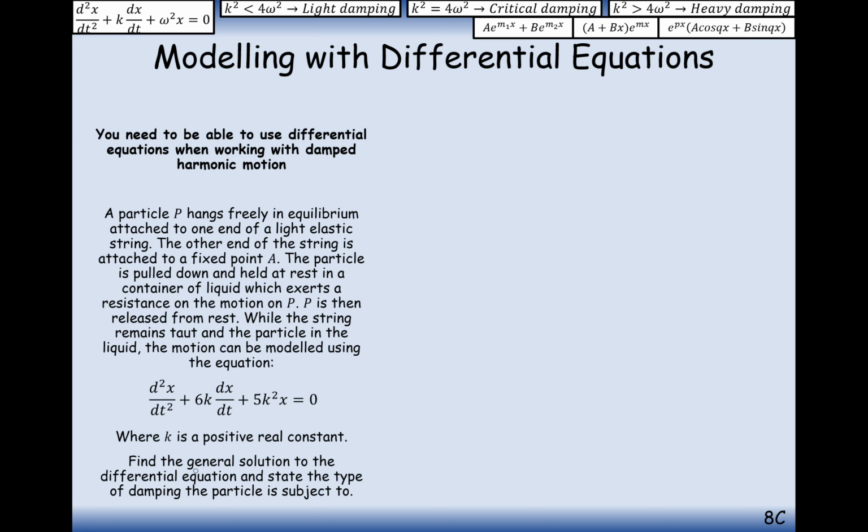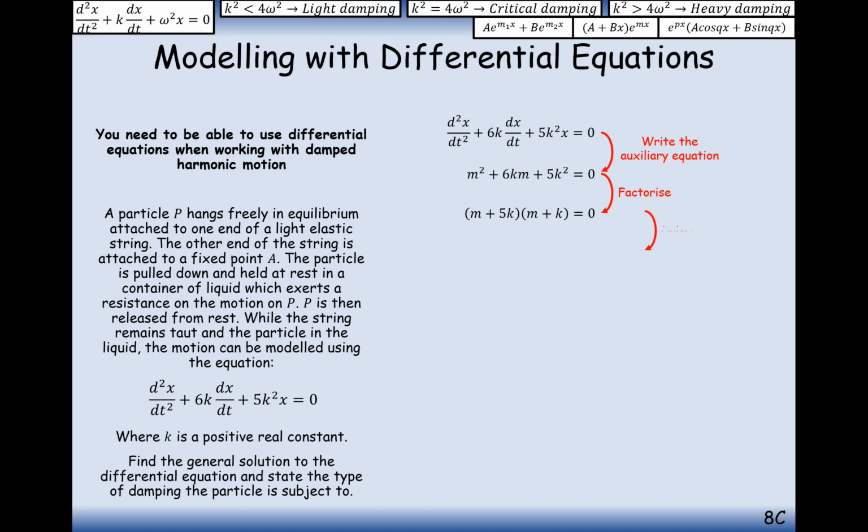So the question is, find the general solution to the differential equation and state the type of damping the particle is subject to. So this is our second order differential equation. Let's solve it, find the general solution, and then decide what type of damping it's going to have. So auxiliary equation, factorize. Oh, this one nicely factorizes, that's good.